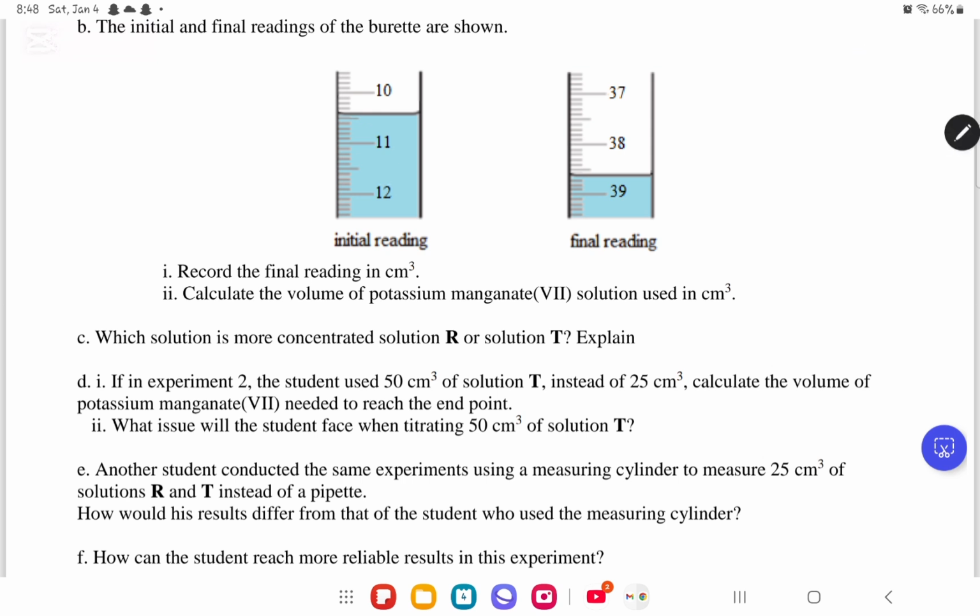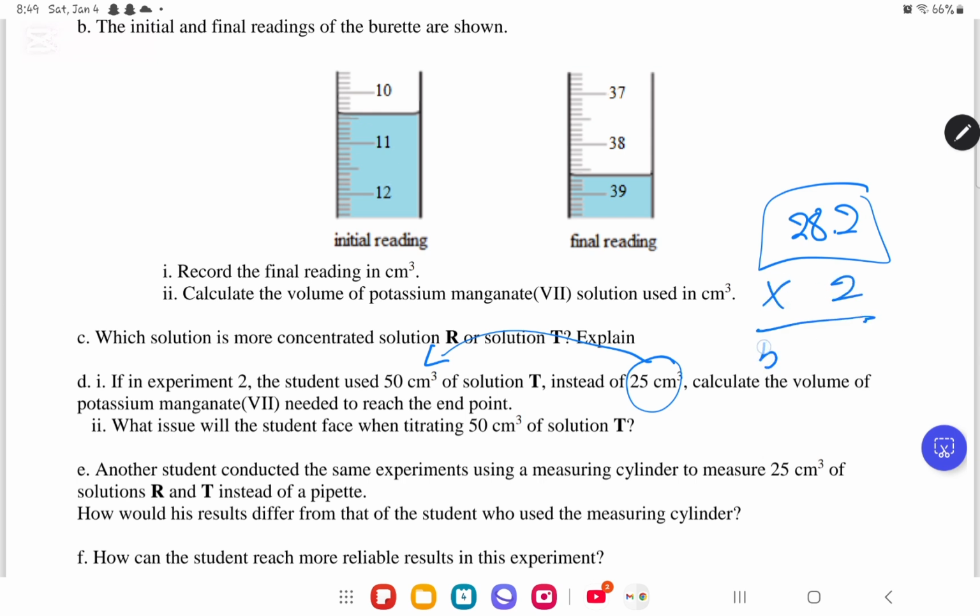Now if in experiment 2 the student used 50 centimeter cubed of solution T instead of 25 centimeter cubed, calculate the volume of potassium manganate needed to reach the end point. So very simply, what was done was that they doubled it. So we're going to double our answer. We got 28.2 as our volume of potassium manganate. We're going to double it, so multiply it by 2, and we are going to get 56.4 centimeter cubed.